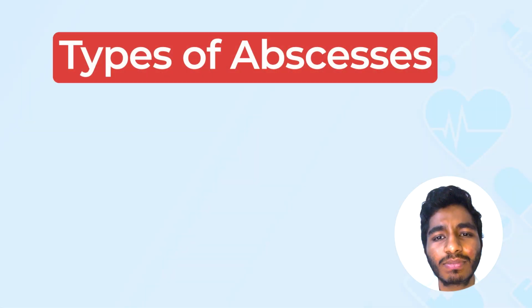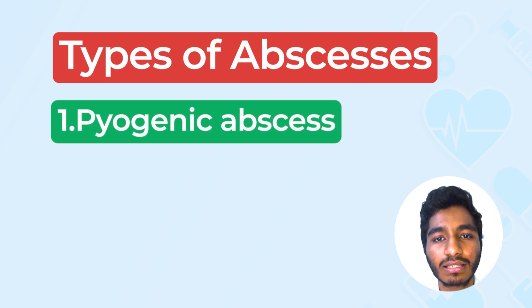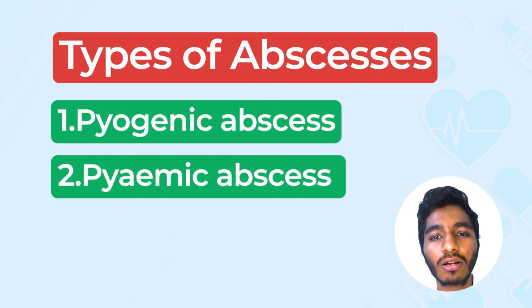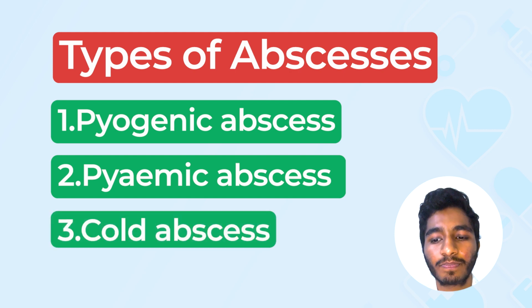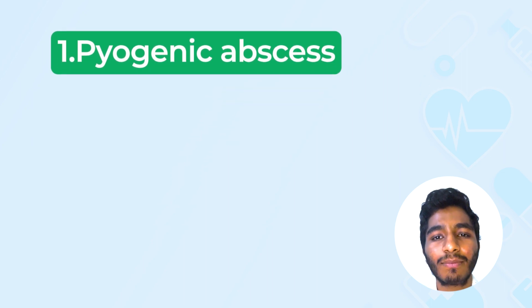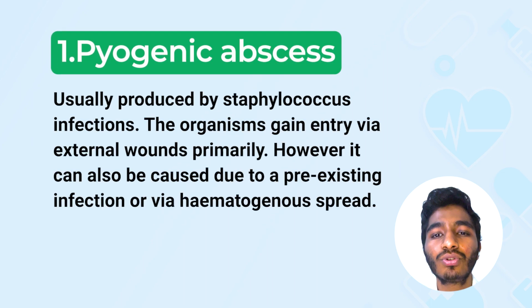Right? We will be discussing abscesses under three main subheadings, and these three main subheadings correspond to the types of an abscess. The first one being a pyogenic abscess, the second one being a pyemic abscess, and the third one being a cold abscess. What is a pyogenic abscess, or the first subtype? Now, a pyogenic abscess, as the name suggests, is usually due to an infection, the infection primarily being staphylococcus.